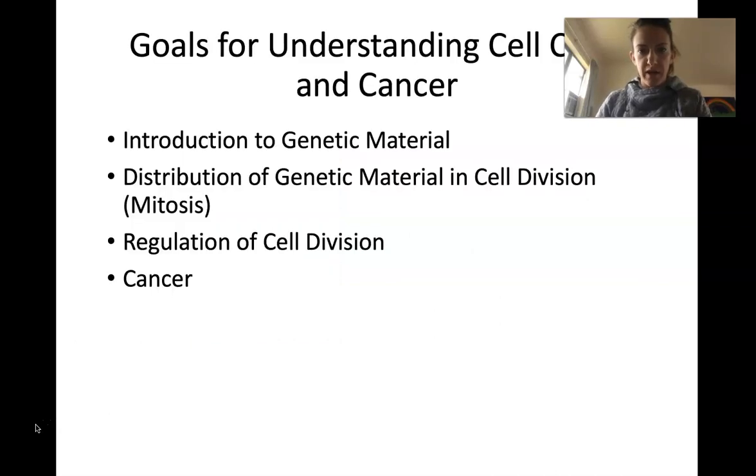And so what we're going to talk about for this topic is going to be genetic material, so to think about DNA and what it is, how it's distributed, cell division, so mitosis, and this will include your cell division lab for Friday. And then we'll talk about regulation of cell division, and then finally cancer, which really is going to be dysregulated cell division. So we got to know about the regulation piece first before we can talk about what it looks like when it's dysregulated.